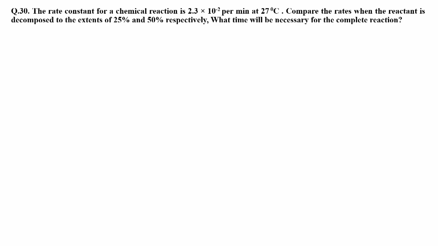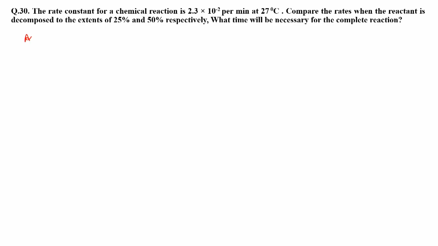Problem number 30 says the rate constant for a chemical reaction is 2.3 times 10 to the minus 2 per minute at 27 degrees Celsius. Compare the rates when the reactant is decomposed to the extent of 25% and 50% respectively. What time will be necessary for the complete reaction? So, the rate constant value is given. So, the rate constant is 2.3 times 10 to the minus 2 minute inverse.